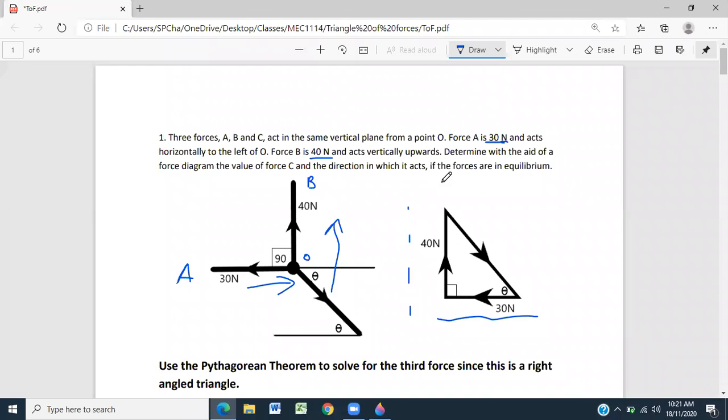Go over that again, please, sir. Go over the triangle. Yes, sir.